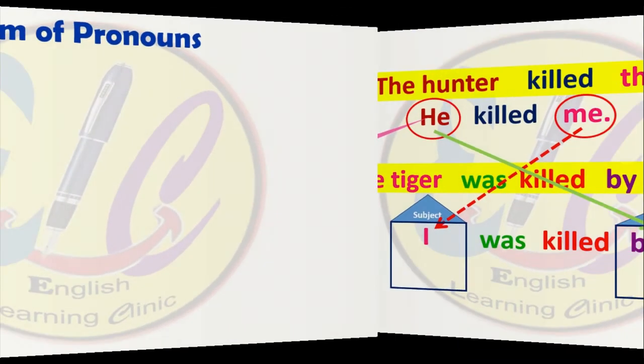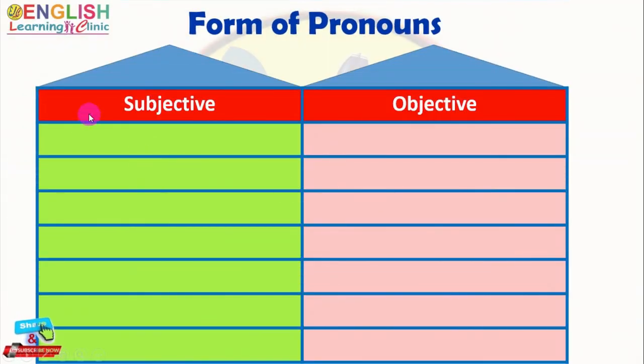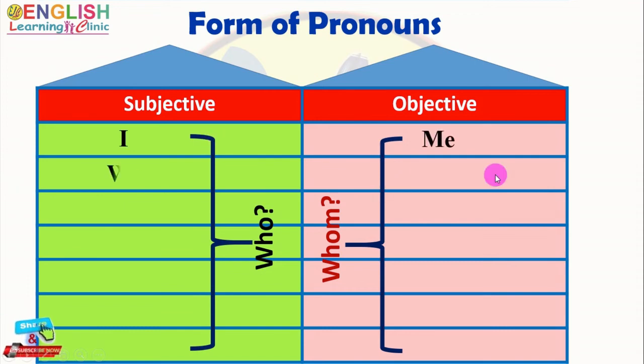Now, have a look at the forms of the pronouns: subjective form and objective form. To find out the subjective form, ask the verb a question with who. And to find out the objective form of the pronoun, ask the verb a question with whom. Who gave? I, subjective form. Whom gave? Me. In the same way, we ask who gave?